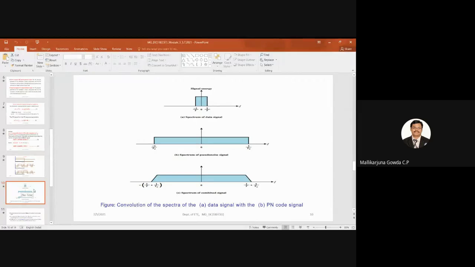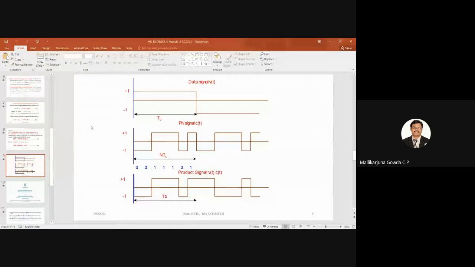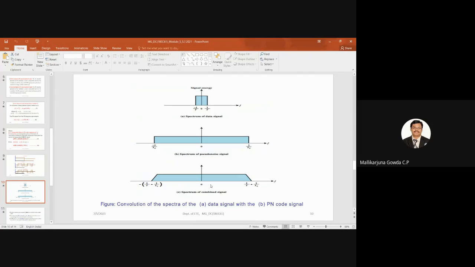Any doubts so far? Here I told in terms of time domain, by taking the information bit duration and the pseudo noise sequence length and its duration, if you multiply, how do you get the spreaded signal? This is told in terms of frequency domain. Yes, my dear students, do you have any questions or shall I proceed?